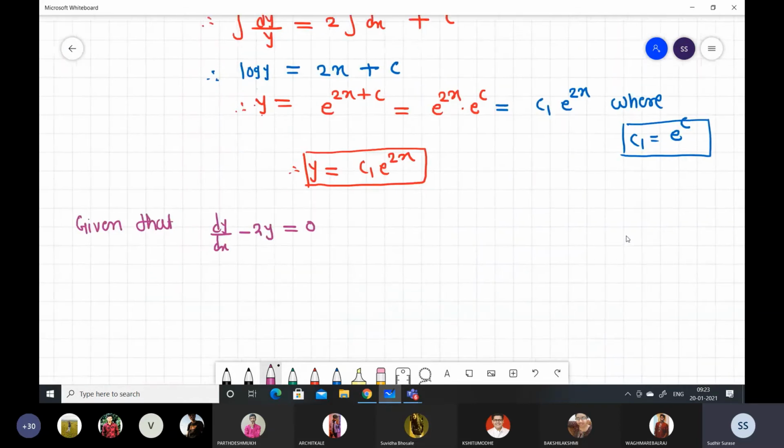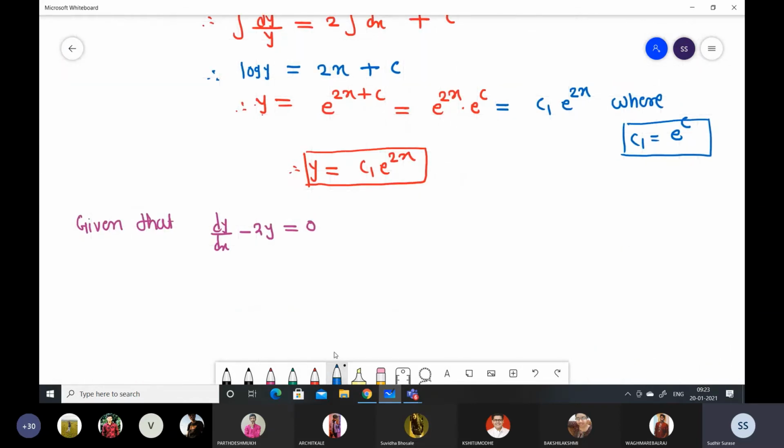Now what I will do, as usual, with our notation we used earlier, let d by dx be equal to capital D, right? And let me call this equation 1. So equation 1 will look like, after using this notation, D times y minus 2 times y equals 0, right? I just replaced d by dx by capital D. If there are higher terms, then you can replace them by D square, D cube, respectively, right?